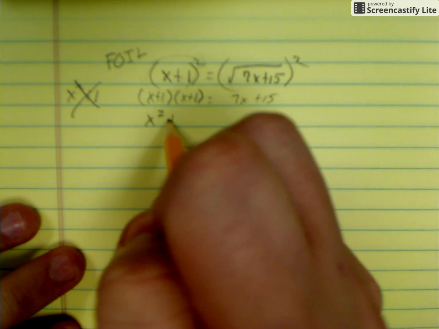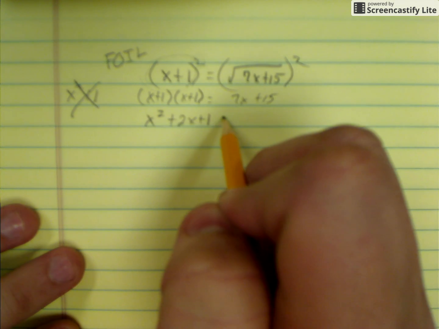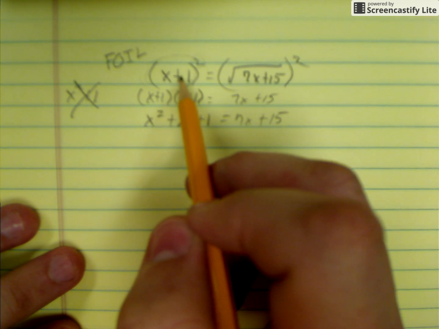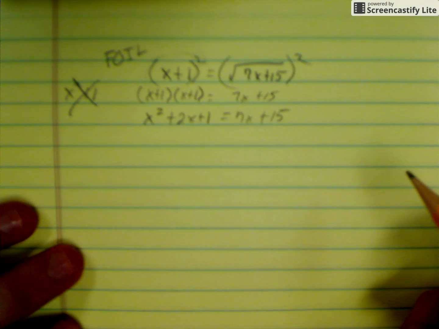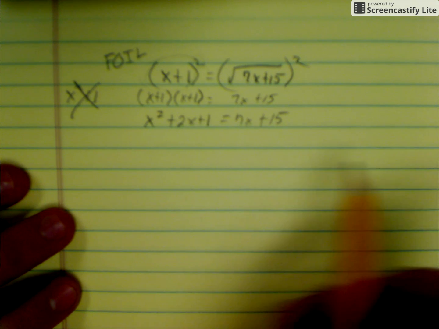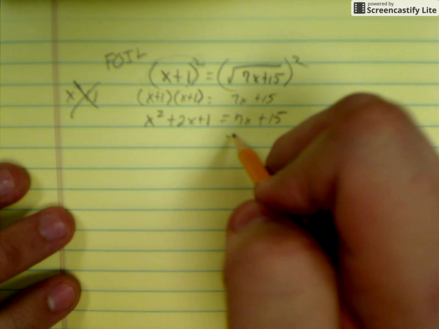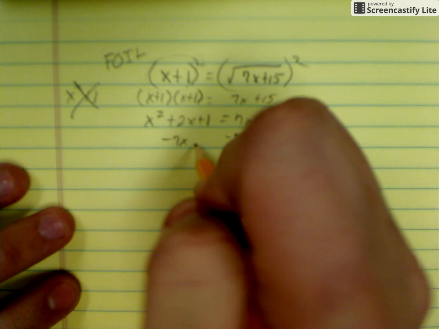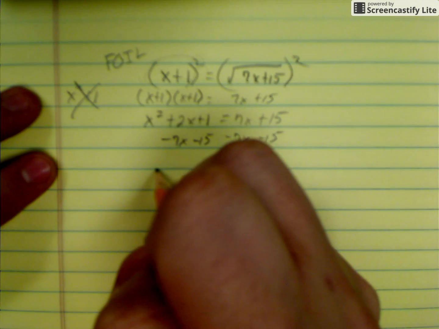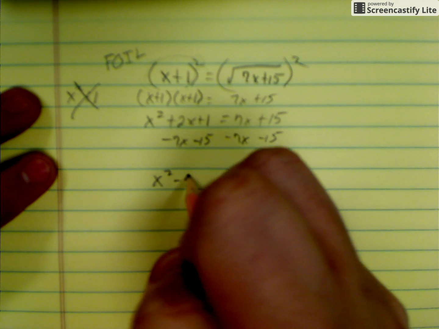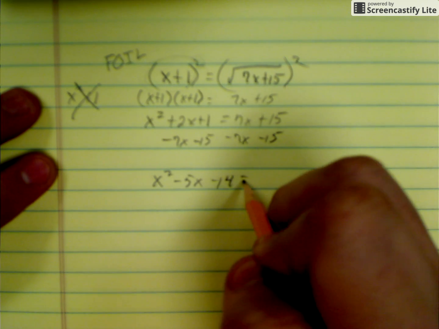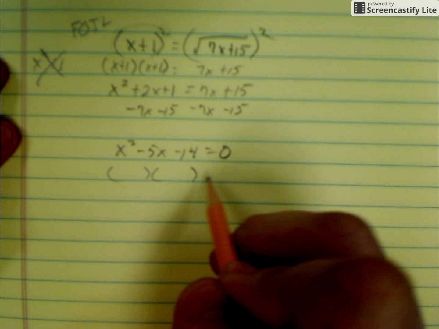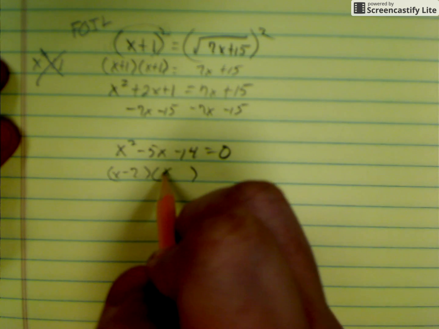x squared plus 2x plus 1, okay, is equal to 7x plus 15. One thing you kind of remember is if you square a binomial, you're going to end up with a trinomial. Okay, kind of the general rule. Well, since I'm in quadratics, guess what that means? Our old friend quadratic formula or factoring, depending on how you want to approach it. Which means I have to set everything to 0. In this case, it looks factorable, and it looks like it's going to be (x minus 7)(x plus 2).